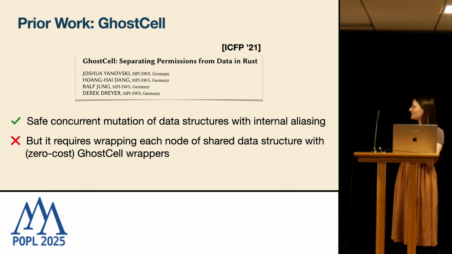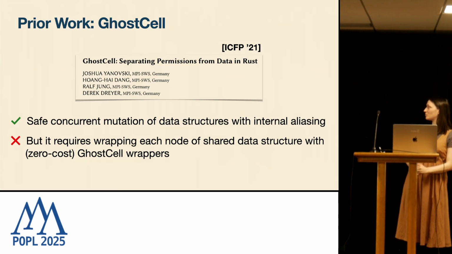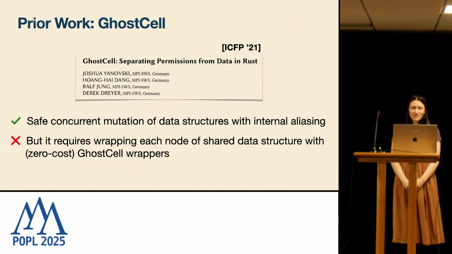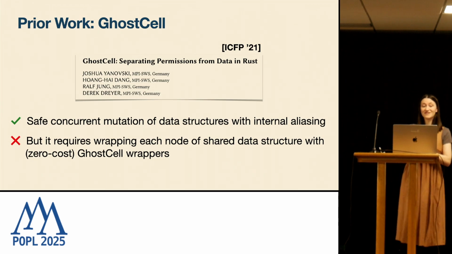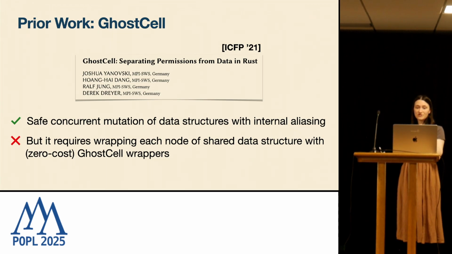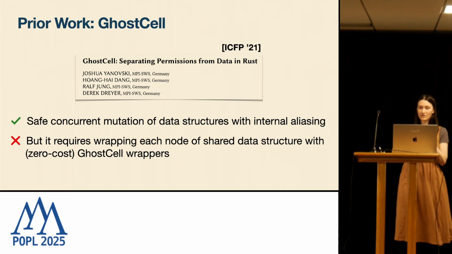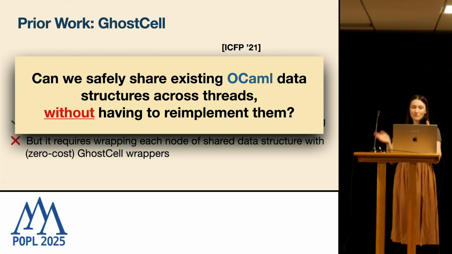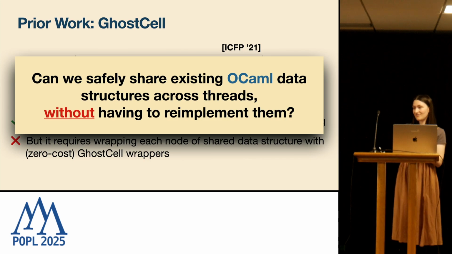Okay, so in Rust, what can be done is, well, you can use some APIs that allow you to safely mutate concurrent data structures with internal aliasing, such as the GhostCell API presented in SFP21. But the problem with GhostCell is that it requires wrapping each node of this shared data structure with GhostCell wrappers. But that's not quite what we want. We want to share existing OCaml data structures cross-thread without having to re-implement them.